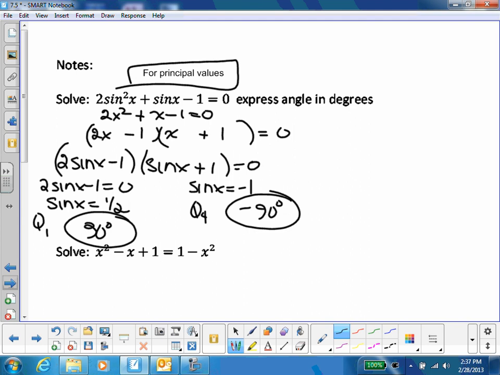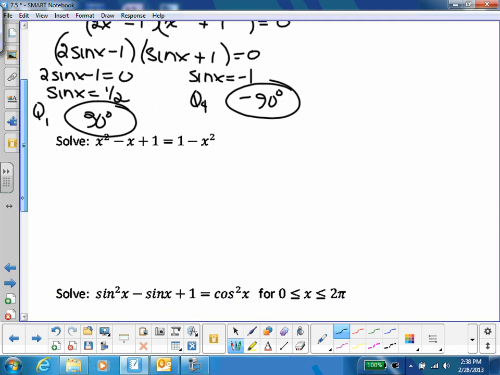I found the negative here. Why? Did I take a square root? Right? Wouldn't this 2x minus 1 equals 0 give you 1/2, right, for x? Not a plus and minus 1/2.